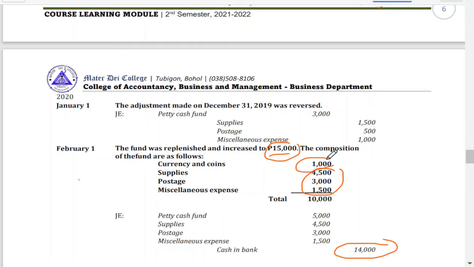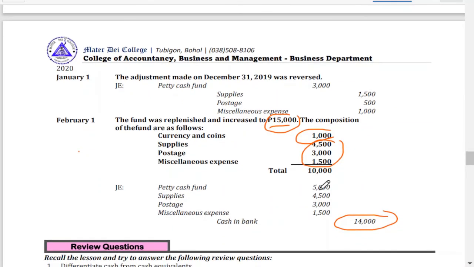Yun yung natira. So, magkano na lang yung kailangang punan? So, kailangan ng 14,000. So, you have petty cash fund, 5,000. Then, debit supplies, postage, miscellaneous expense, which is total to 9,000, yung total rin sa expenses kanina.